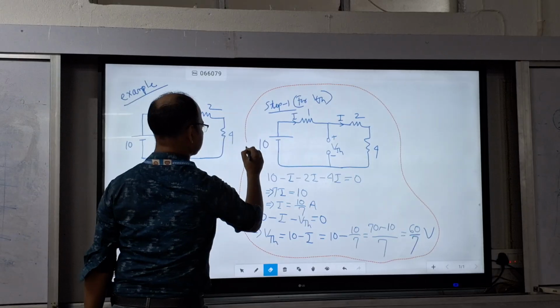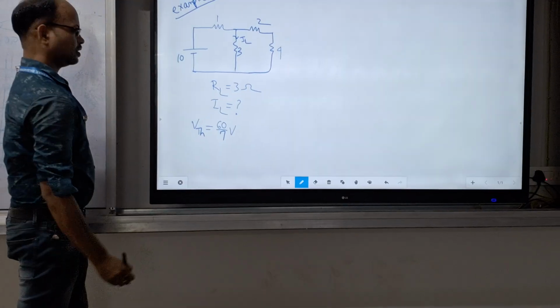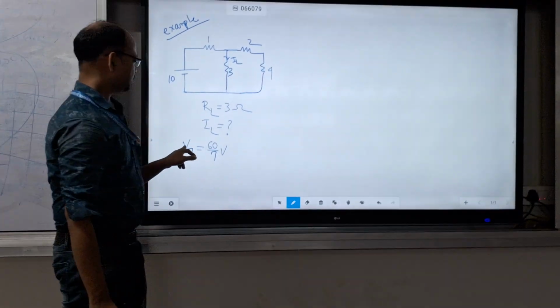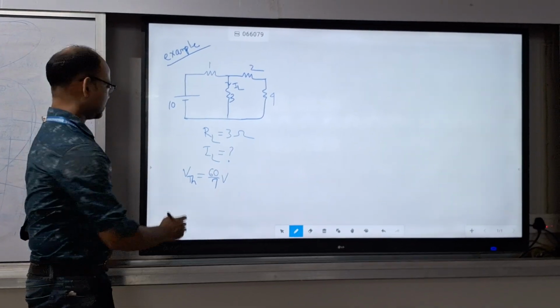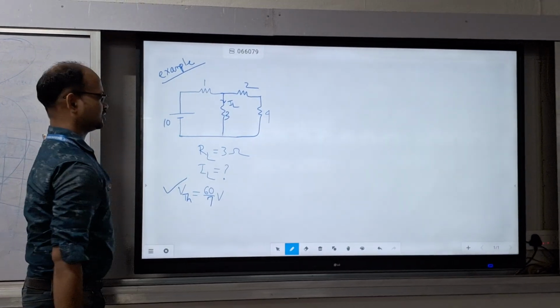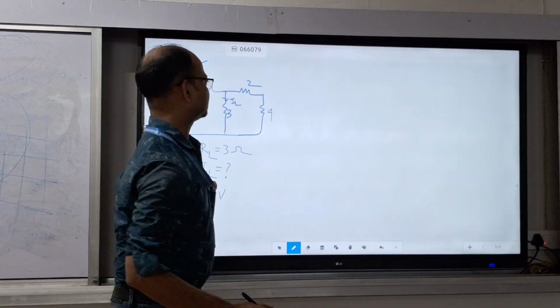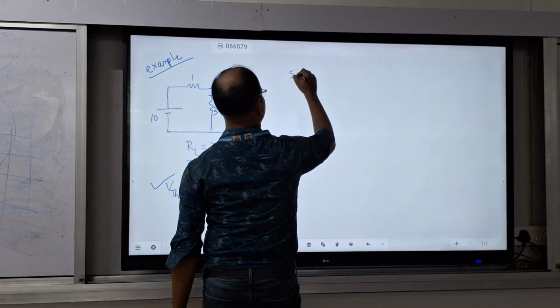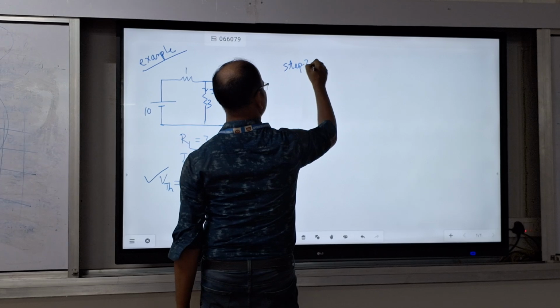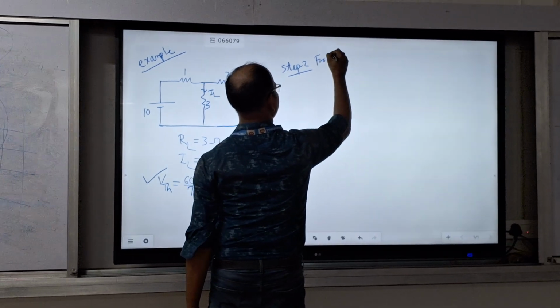So VTH, just note down, is 60 by 7. Okay. So we got VTH is equal to 60 by 7. So this one is the VTH. Next, in step 2, we have to calculate RTH. So this is step 2. Step 2 is for RTH.